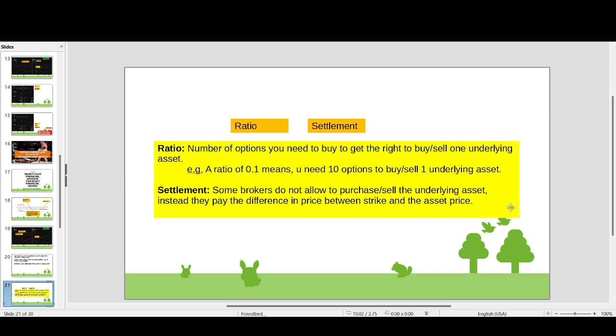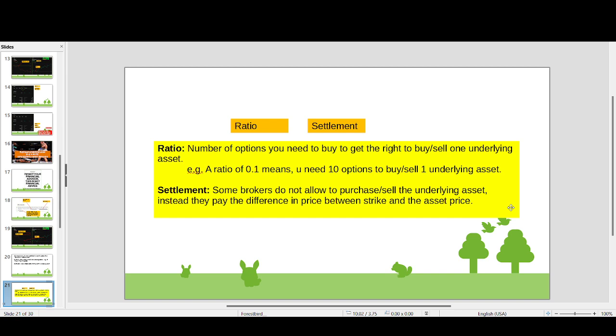Some brokers do not allow you to purchase or to sell the underlying asset. Instead, they will pay the difference in the price between strike and asset prices. So this is where you need to also consider this aspect. If you are getting a stock of Apple, and you think that the stock prices will go up later, then it might be a good idea to get the stocks.